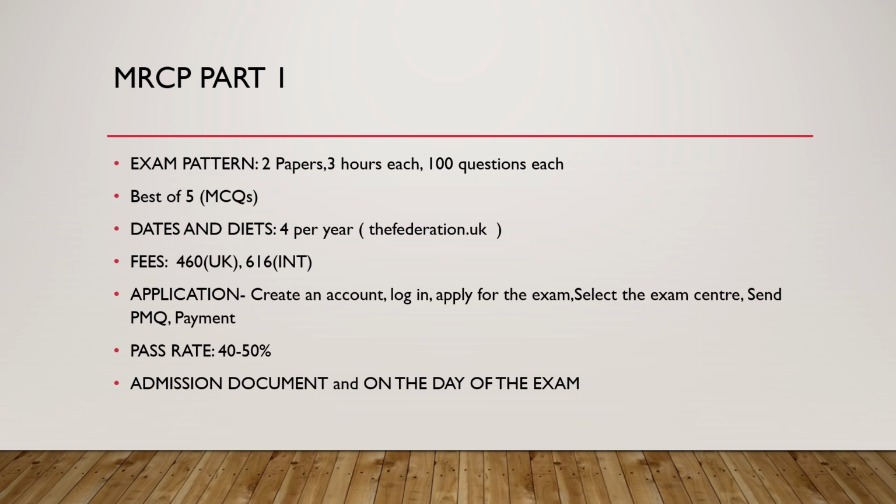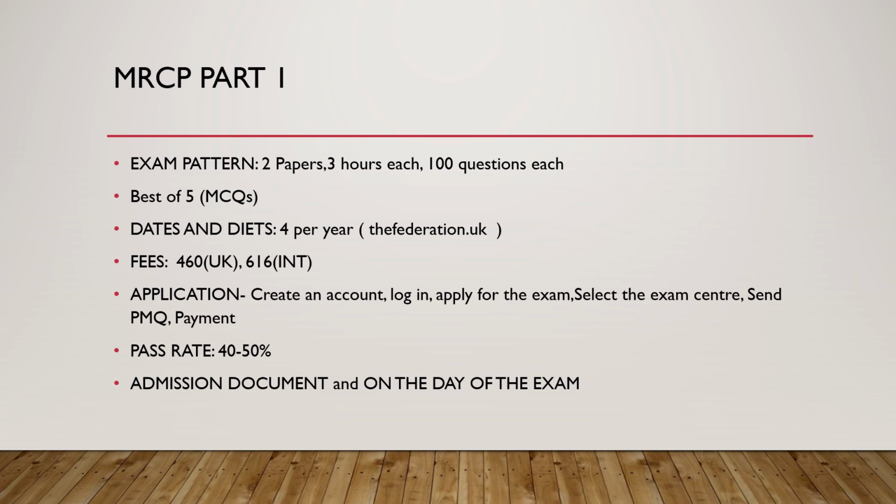Coming to MRCP part 1, the exam pattern consists of 2 papers, 3 hours each and 100 questions each. So you will have to sit for 6 hours, with a break of 1 hour in between. It is best of 5 MCQs, and you can check the dates and the number of diets and the dates of each diet on the federation.uk website. Usually there are 4 diets of MRCP part 1 in a year.